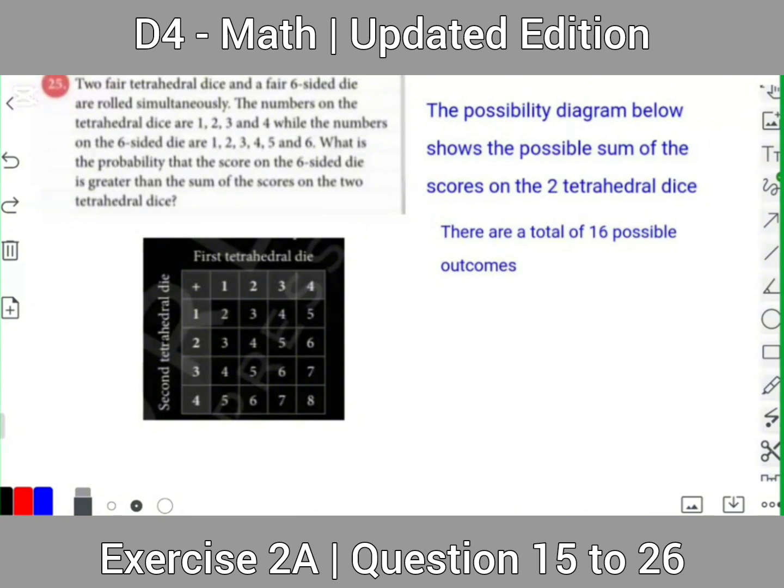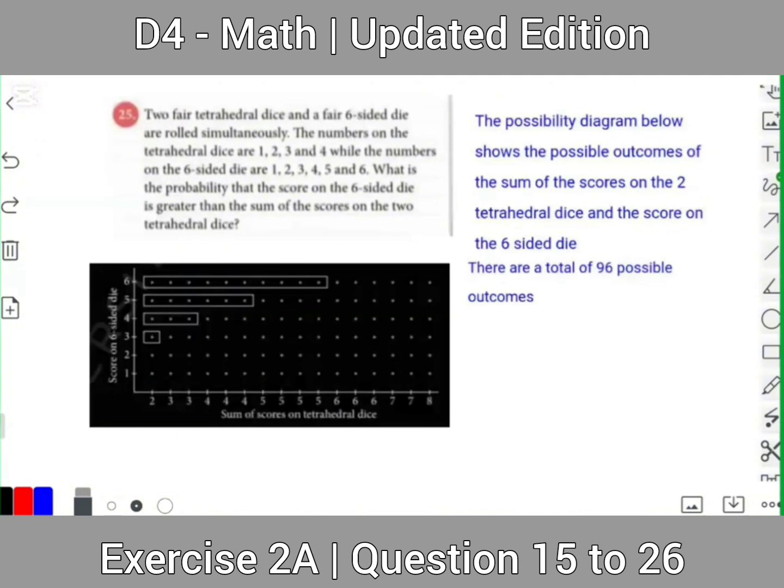tetrahedral dice. So here we have 1 add 1 is 2, 2 add 1 is 3, 3 add 1 is 4, 4 add 1 is 5. Similarly, we have got the different outcomes that we can see in the diagram, and there are a total of 16 possible outcomes. The possibility diagram below shows the possible outcomes of the sum of the scores on the two tetrahedral dice and the score on the six-sided die. There are a total of 96 possible outcomes.